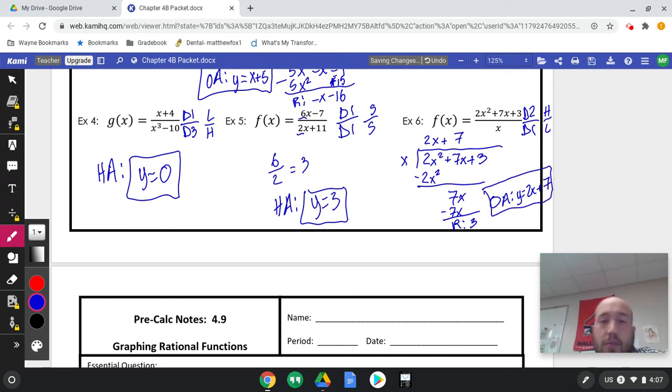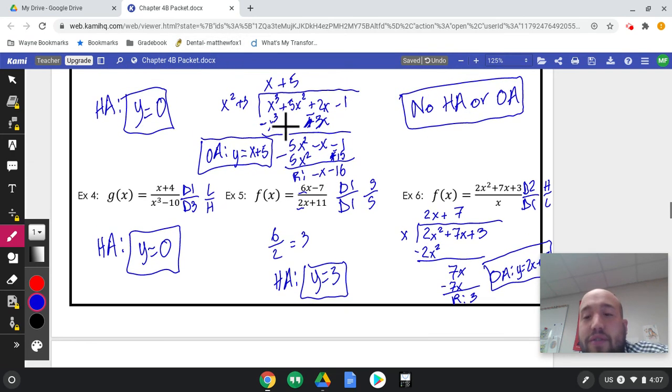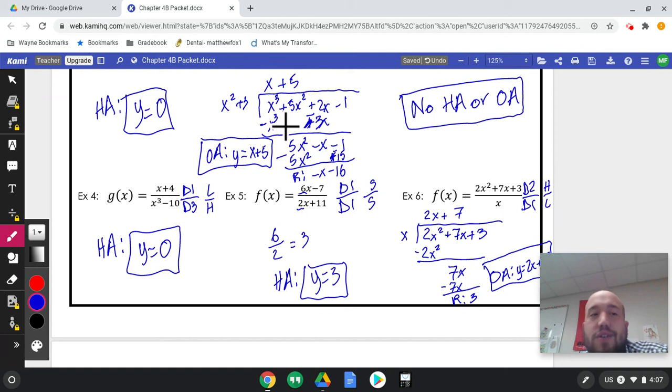So tomorrow we're going to take these and apply them. We're going to figure out how to graph them. But let me know if you have any questions. Please go ahead and try the assignment for today. It explains how to do that in It's Learning. And if you have any questions, please let me know.